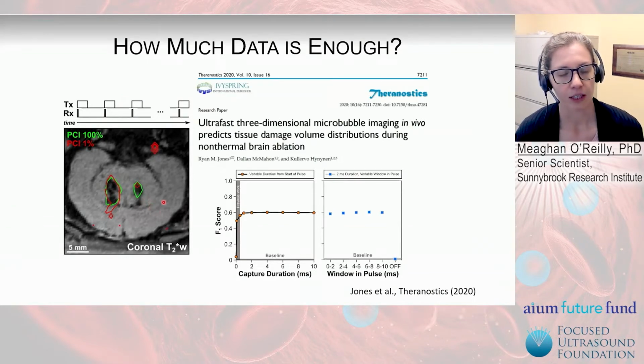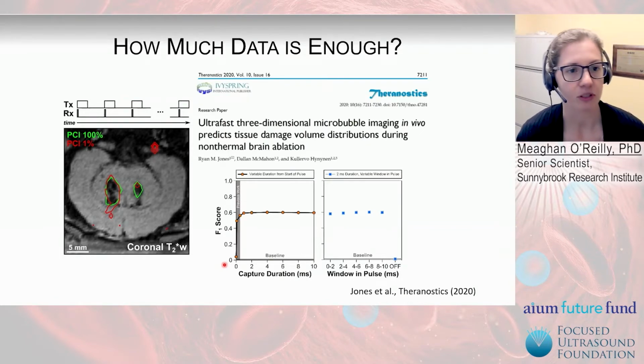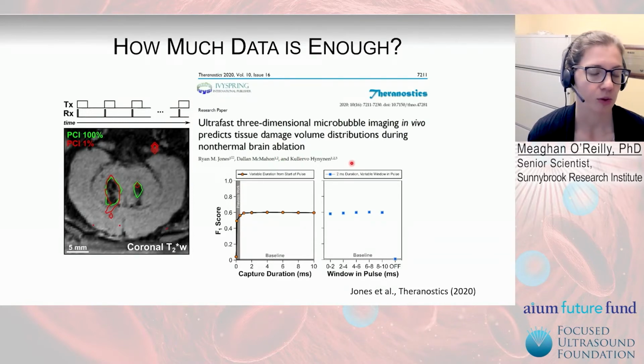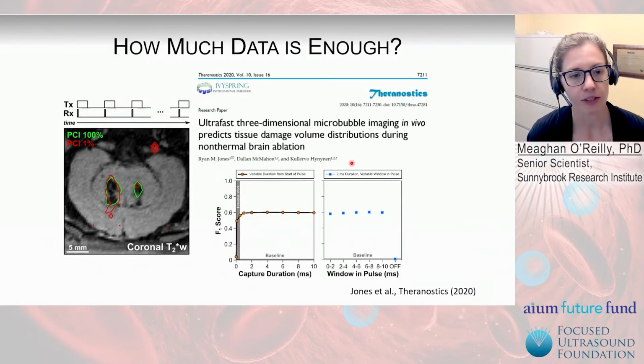And so this was the first paper that looked beyond capturing on the order of a couple hundred microseconds and actually captured a full 10 millisecond burst every cycle during this non-ablative, non-thermal brain ablation. So this was really the first paper that looked at not just capturing a few hundred microseconds, but capturing the full 10 milliseconds of each burst during non-thermal brain ablation mediated with bubbles.